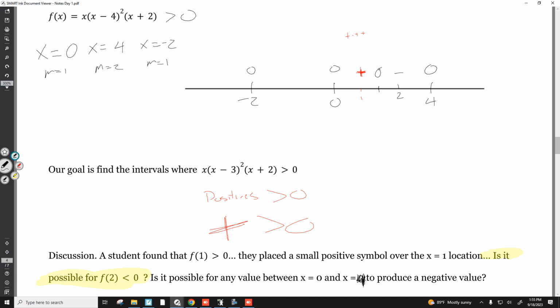Could I have a 0 between 0 and 4? Tell your neighbors, is there possibly a 0 somewhere between 0 and 4 so that I can change signs from positive to negative? Tell your neighbors. Why not?